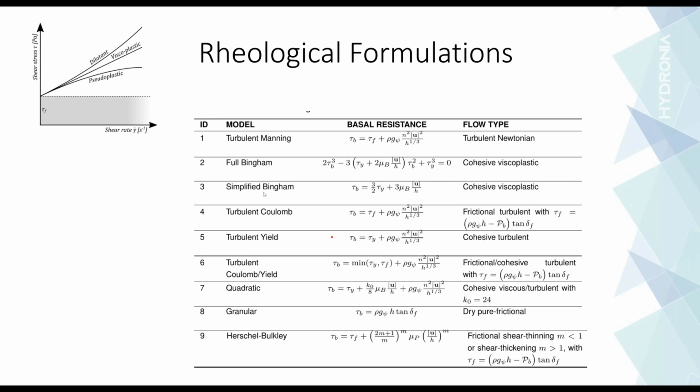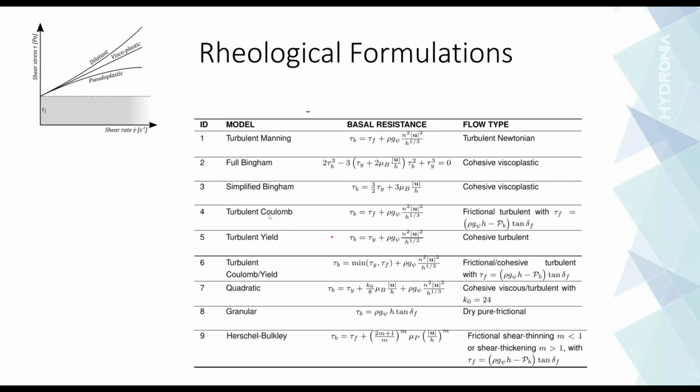Then you have the Bingham models, the 2 Bingham models. One is with the full cubic equations typical of the Bingham model, which is applicable mostly for cohesive viscoplastic materials like a type of paste with high concentrations of fines, and also the simplified Bingham, which is a subset or a simplified version of the full Bingham, where you don't need to solve the cubic equations, and gives similar results in many cases.